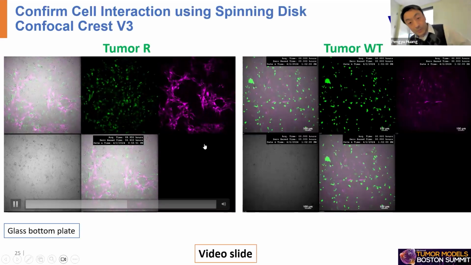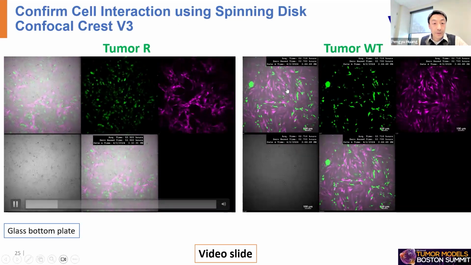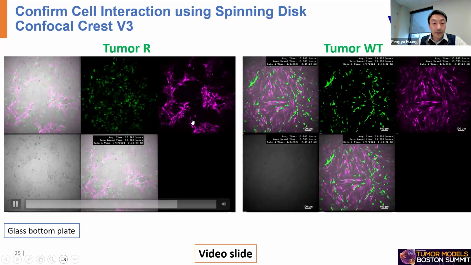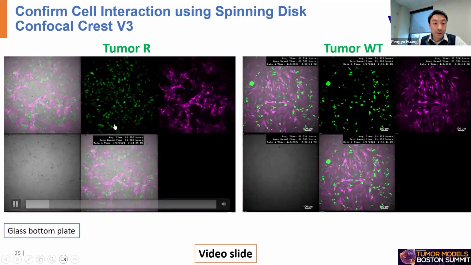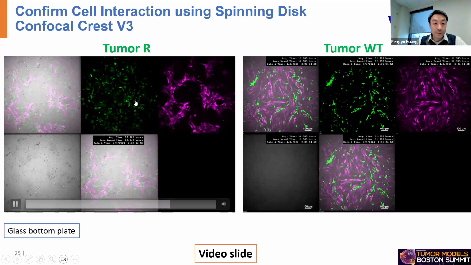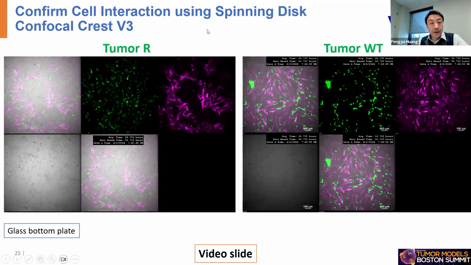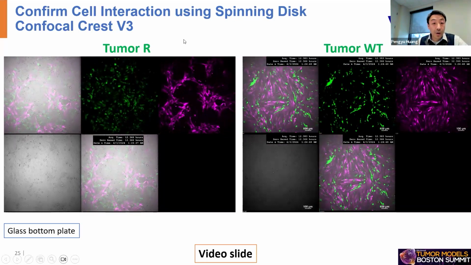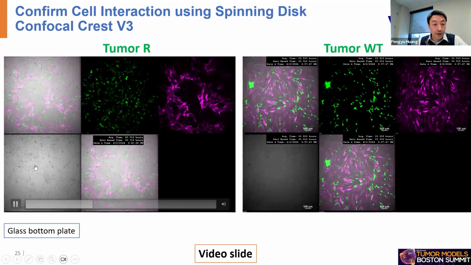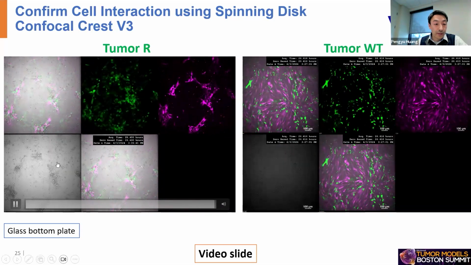Here I just want to show more imaging data, because I am trying to understand the mechanism. Here is tumor R, in green color. The CAF is purple. You can see here, after several hours of culture, they will make a cluster. This imaging was captured by the Nikon spinning disk confocal. It shows clearer imaging than previously in the Incucyte. You can see the mixed cluster very well.